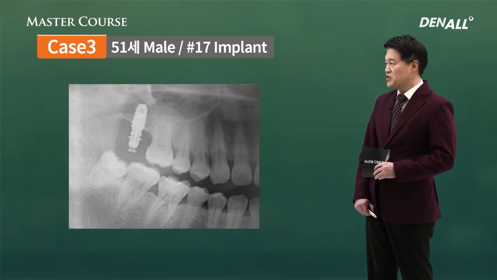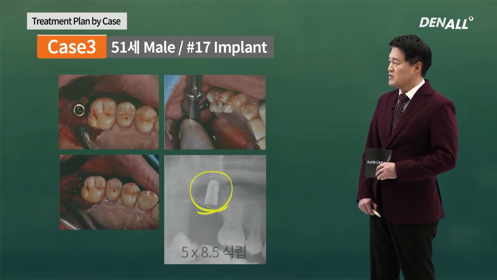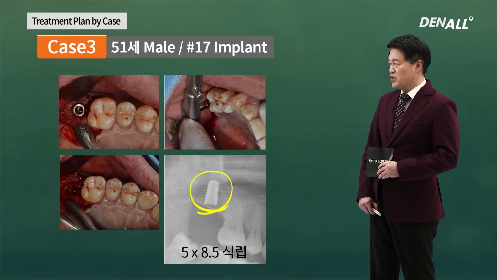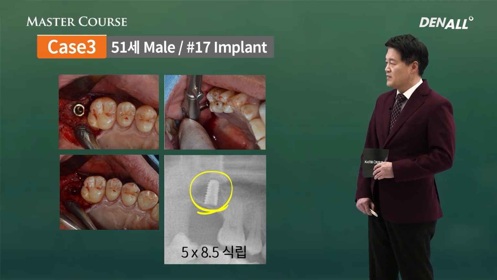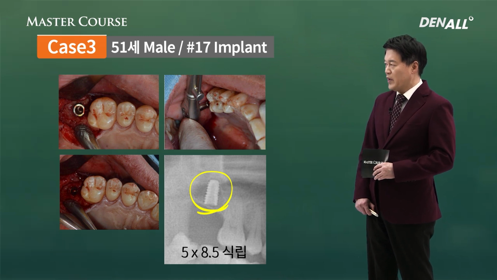X-ray was taken. I checked. It should go more distal. So using the fixture driver, I did more depth control. I pushed it a little bit more. Finally, 5 by 8.5mm was placed. If possible, all rough surfaces should go inferior to the bone, and placement depths need to be adjusted.